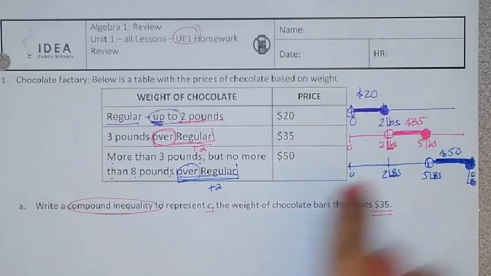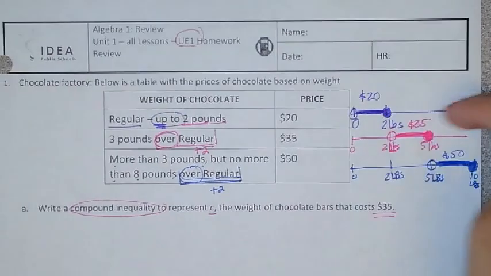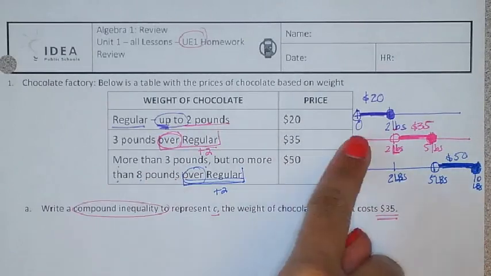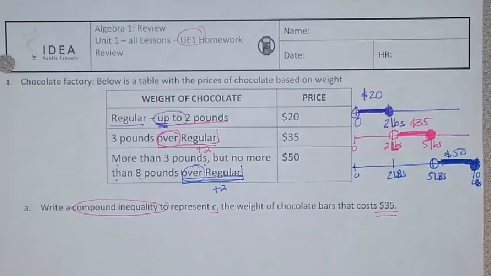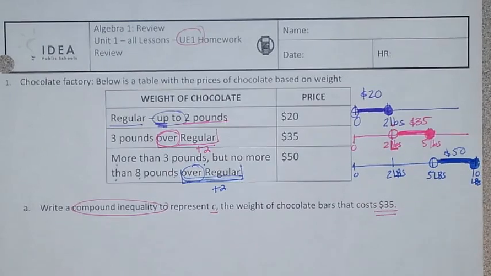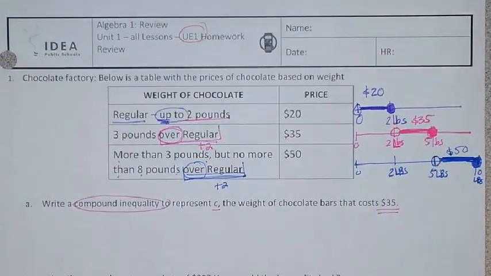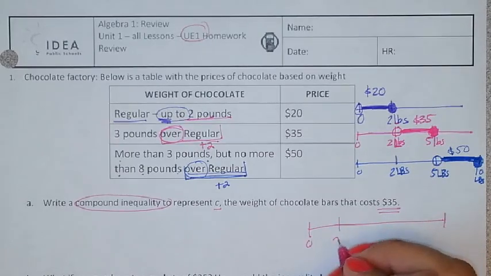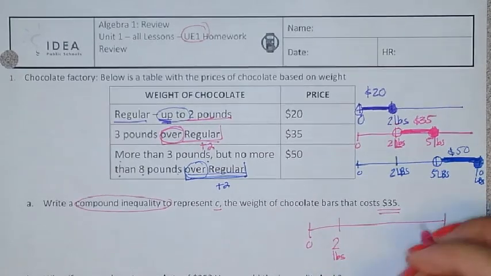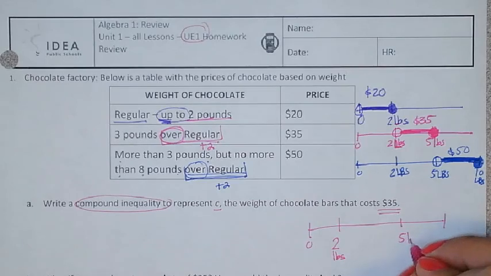So these are my three graphs here of how this looks. Now I'm prepared to answer the question. Here they want me to do the 35, so this one in the middle. I'm going to redraw it here. So 35 was from 2 pounds to 5 pounds.